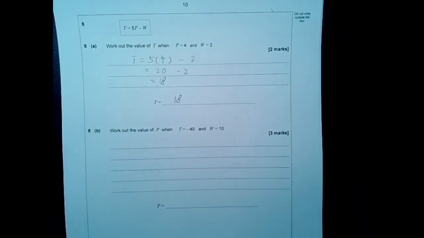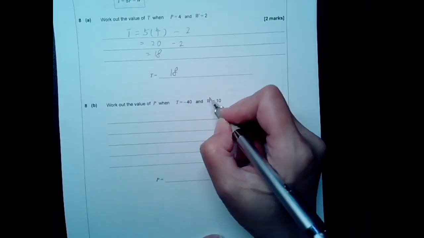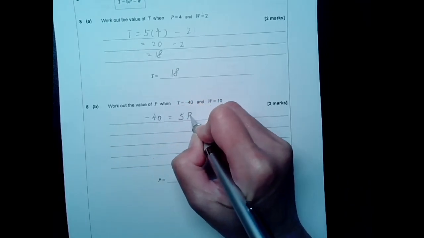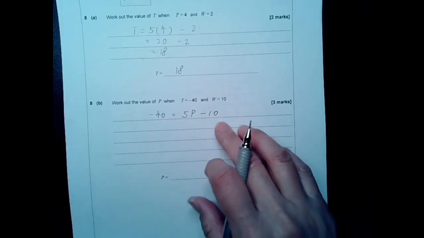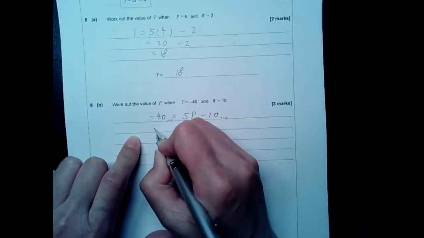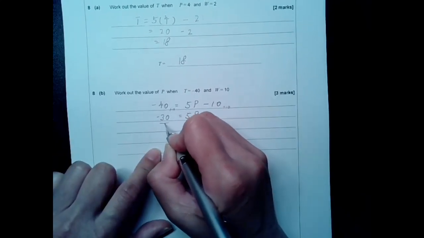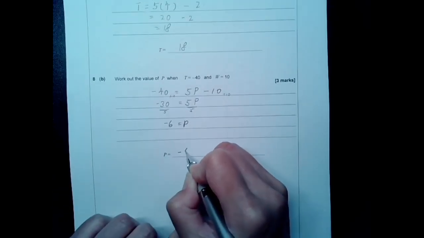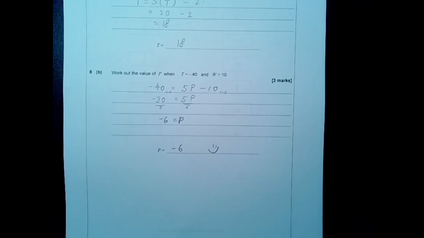Really straightforward. And then the next bit, we have another issue here. We have to replace the number. So negative 40 equals 5p minus 10. So that requires a bit of calculation. I add 10 to both sides. So I have negative 30 equals 3p. Then I divide both sides by 5. So I will have negative 6 equals p. So p equals negative 6. Well done.